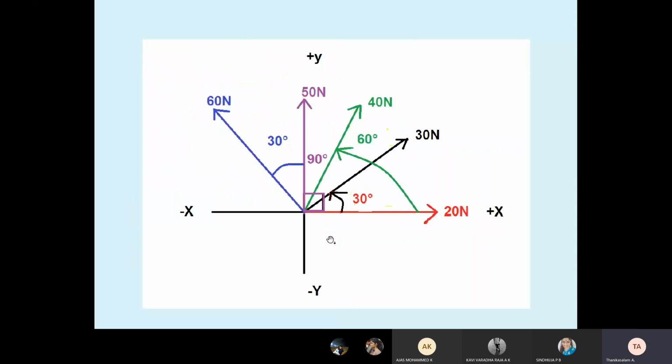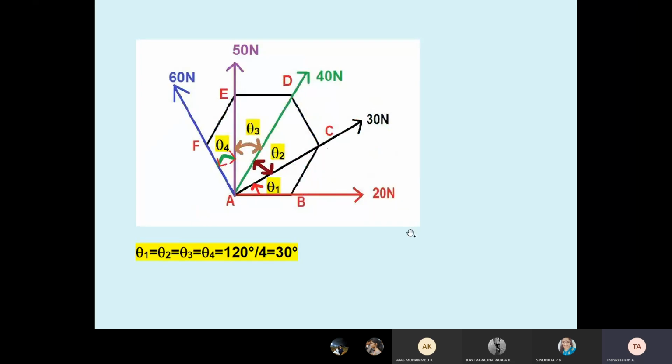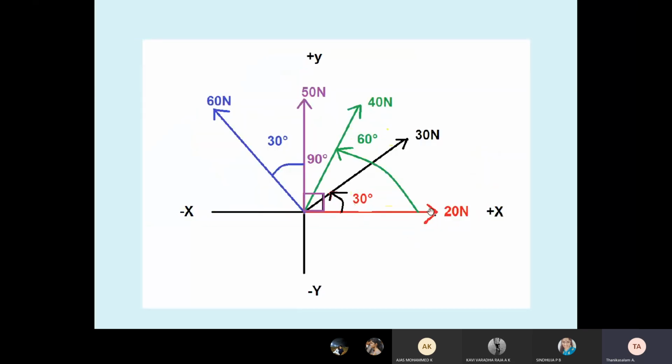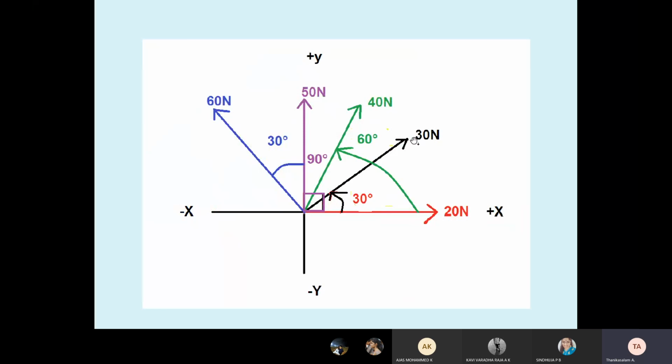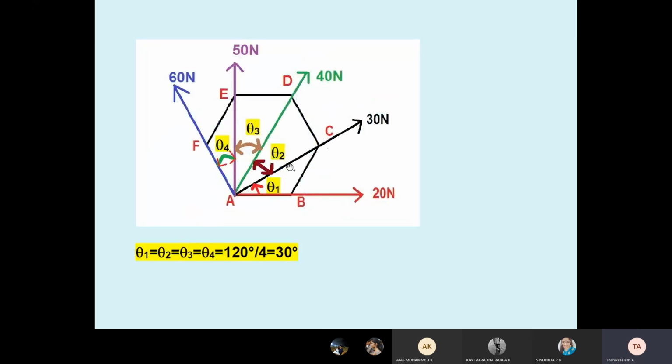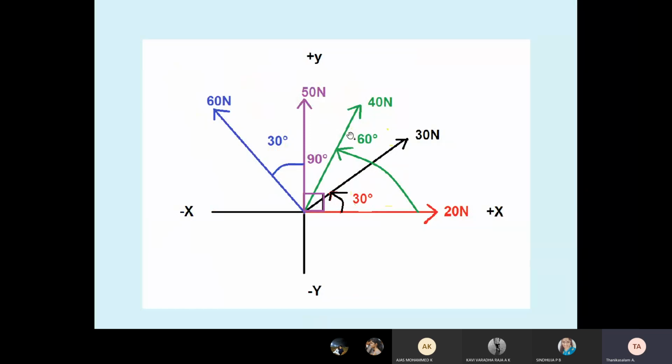Now see the next diagram. I marked it as a quadrant. In engineering mechanics, you should always use the quadrant method. The first force goes along the positive x-axis. The second force, 30 Newton, is at 30 degrees, in the first quadrant, so I used a different color. The third force is 40 Newton. 30 plus 30, theta 1 plus theta 2, gives a total of 60 degrees with respect to the x-axis.